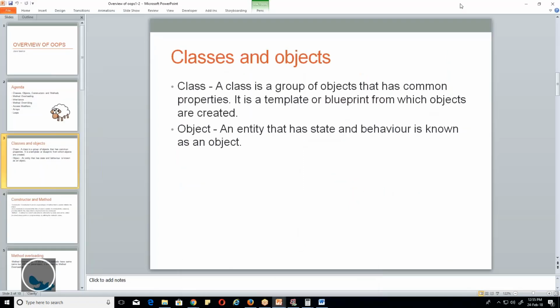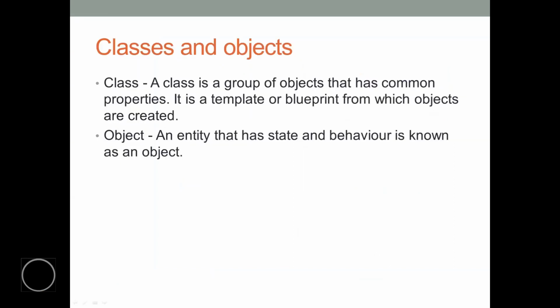We'll go to the definition. We'll read the definition. Let's see what it says. It says a class is a group of objects that has common properties. We talked about car. Car was a class that was representing a group of objects. Which group of objects was it representing? It was representing Mercedes and Audi in our example. So a class is a group of objects that has common properties.